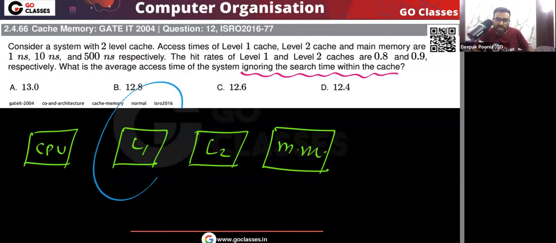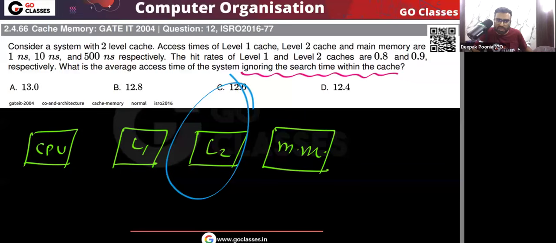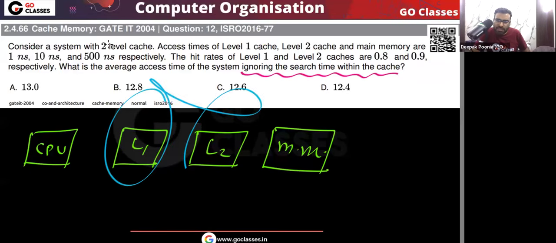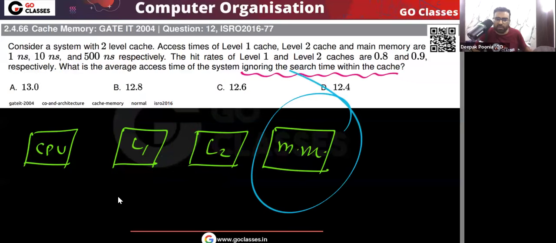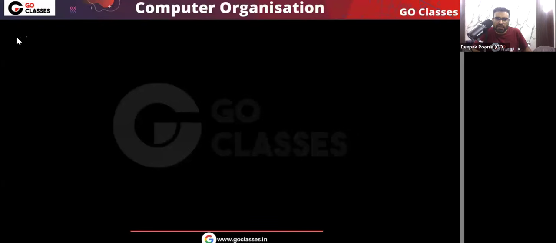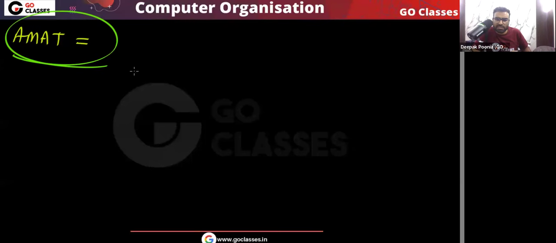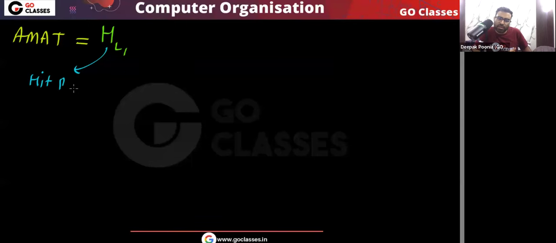So this is what this statement means, that we need to ignore the search time within the cache memory. We need to ignore the search time within the L1 cache. We need to ignore the search time within the L2 cache. Okay, so when the requested data is not available in L1, L2 both cases, then we need to ignore the L1 search time, L2 search time, and we directly have to access the main memory. Okay, so let's write the average memory access time formula here. That is very simple. When there is an L1 hit, I can say the hit rate of L1, HL1, that simply means this is the hit rate of L1.